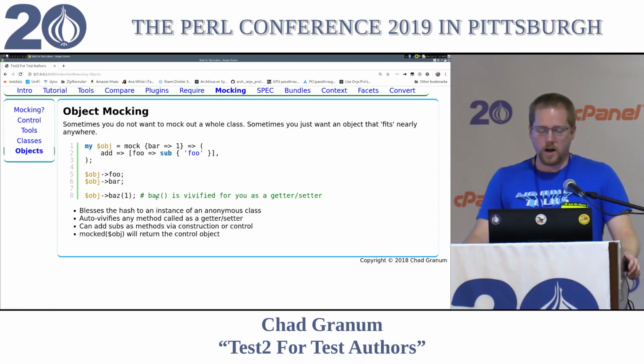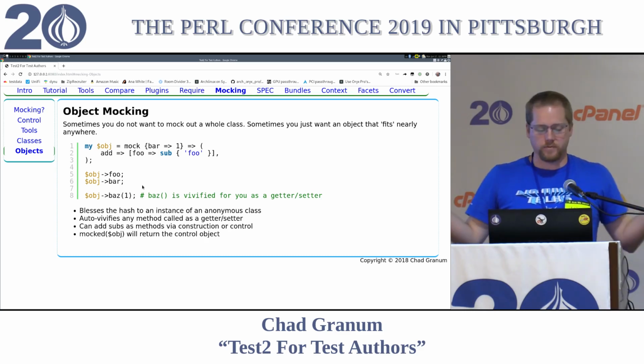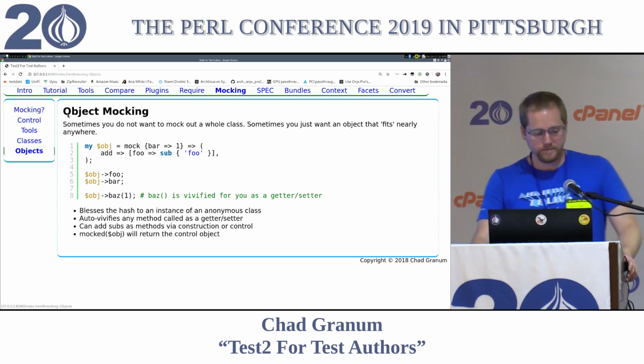You can also mock an object directly without creating a random class. Here we're mocking an object. This is the hash that will be blessed to the object, and we want to make sure it has a foo method. And it'll just create that object with a random namespace for you.